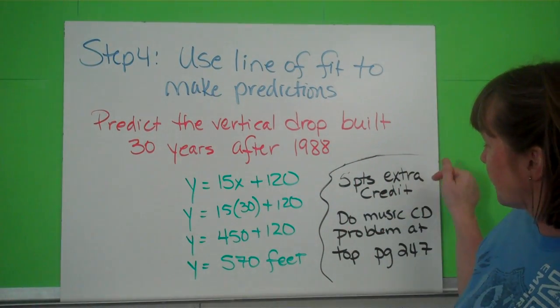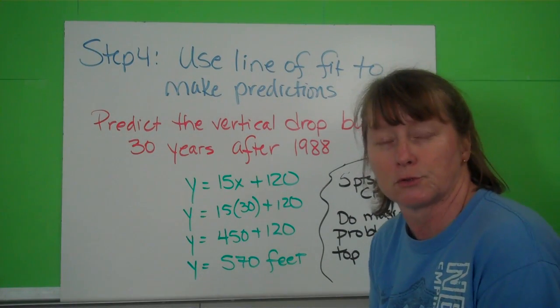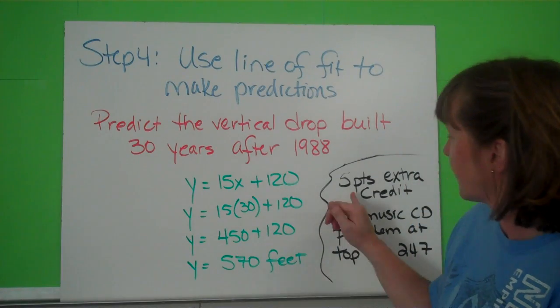If you want 5 points of extra credit, there is a music CD problem at the top of page 247. If you'll do it on a separate sheet of paper and hand it in, you can get that 5 points.